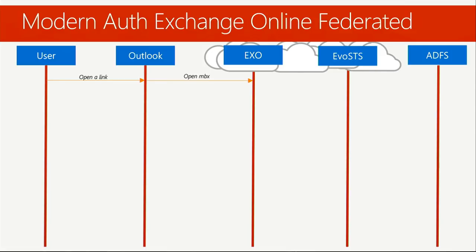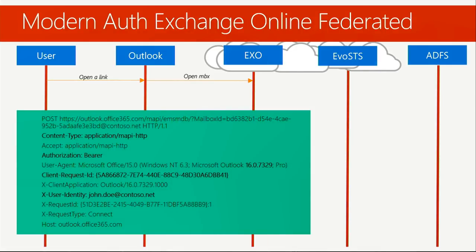So in this case, I open a link. It could be a Word document, but in this case, I wanted to have it at a mailbox. And I go to Exchange. And basically, I'm just going to post, and I'm going to say, hey, I am using Outlook, and I'm going to use Bearer. And Bearer is in the header to say, hey, I'm actually using this. I'm enabled on the client to say I can use modern authentication. And then I have a client request ID. I'm going to get back to that later on. And the user.